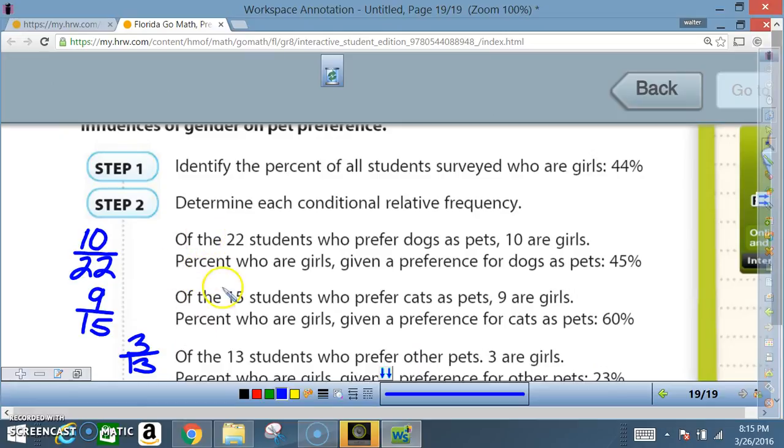Now, so you can see the table better, I wrote out the fractions here. So here would be 10 divided by 22, which ends up being 45%. Here, 9 divided by 15, which ends up being 60%. And then here would be 3 divided by 13, which ends up being 33%.